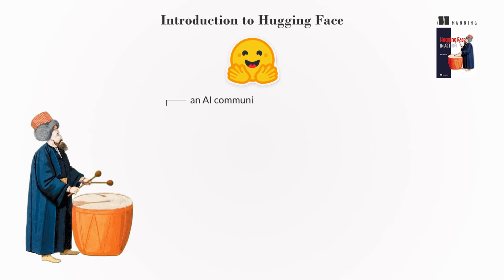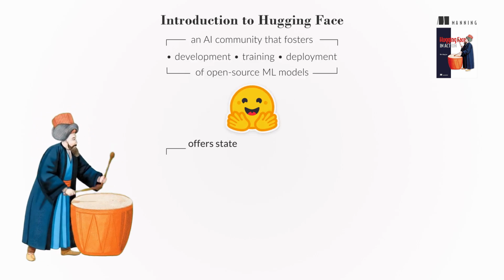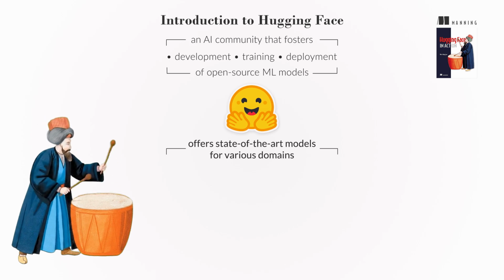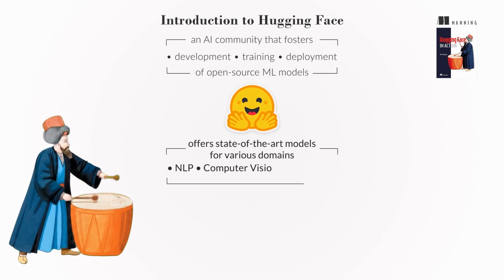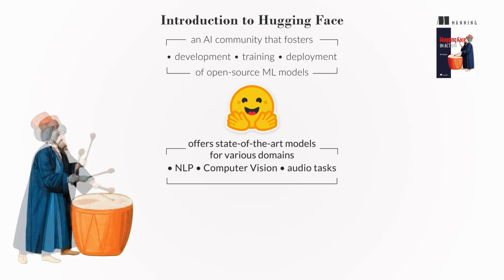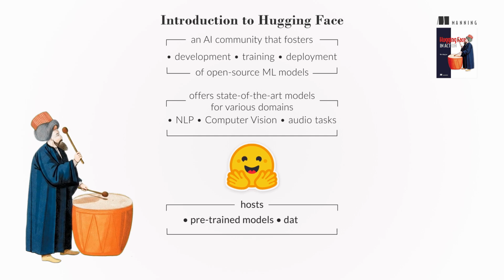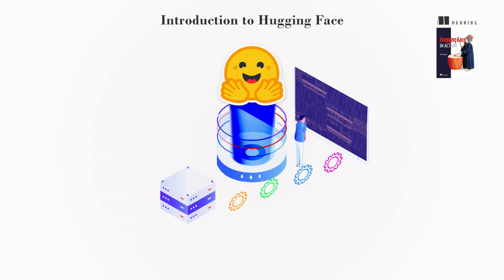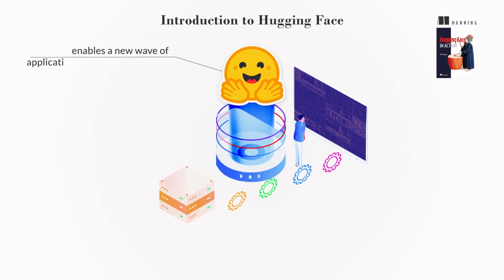Hugging Face is an AI community that fosters the development, training, and deployment of open-source machine learning models. It offers state-of-the-art models for various domains, including natural language processing, NLP, computer vision, and audio tasks. Besides providing machine learning tools, Hugging Face hosts pre-trained models and datasets. Positioned at the forefront of the AI revolution, Hugging Face enables a new wave of applications leveraging vast data.